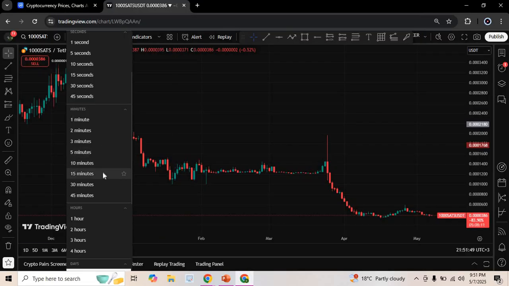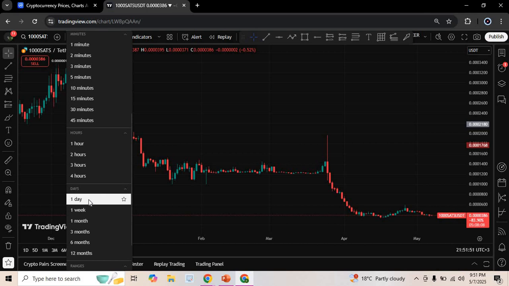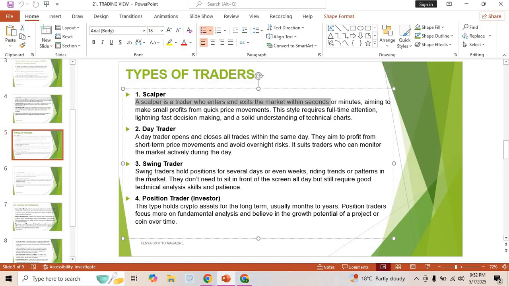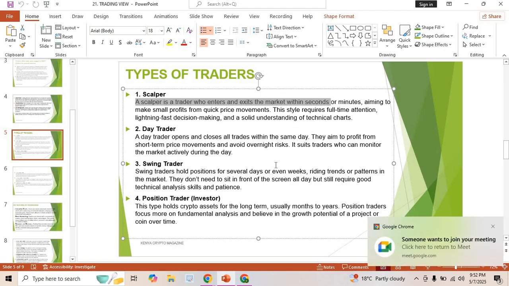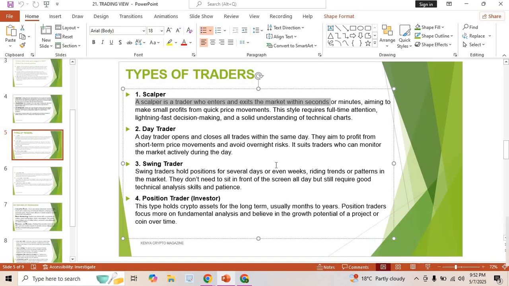So the 1 day time frame, people will mostly use it to check the general movement of the charts before they narrow down to smaller time frames for precision. So the most correct answer will be the 1 day time frame. Then you have a swing trader. Swing traders hold positions for several days or even weeks, riding trends or patterns in the market. They don't need to sit in front of the screen all day, but still require good technical analysis skills.